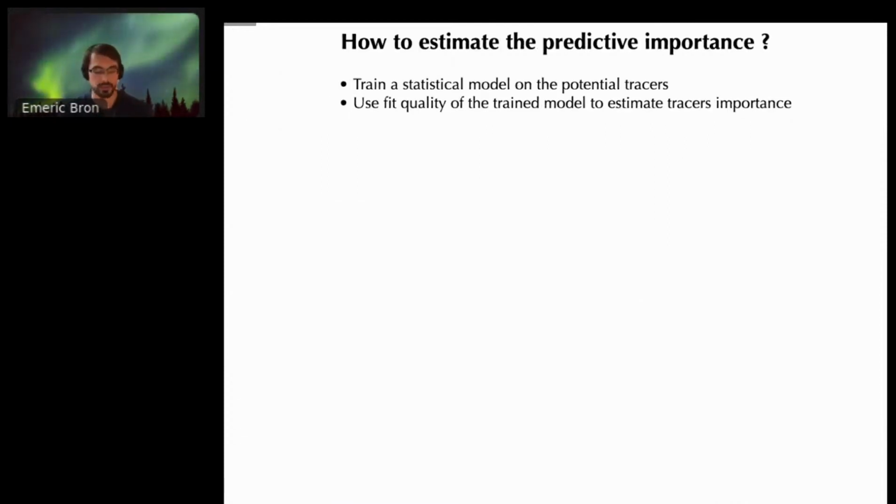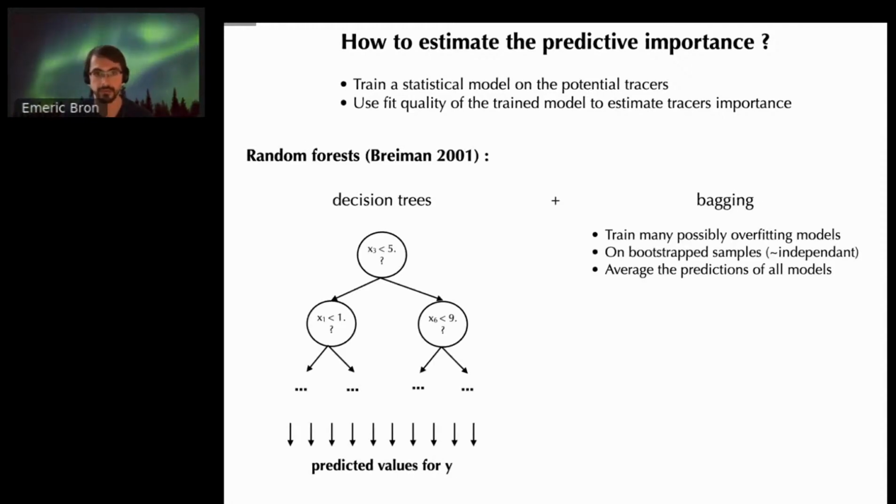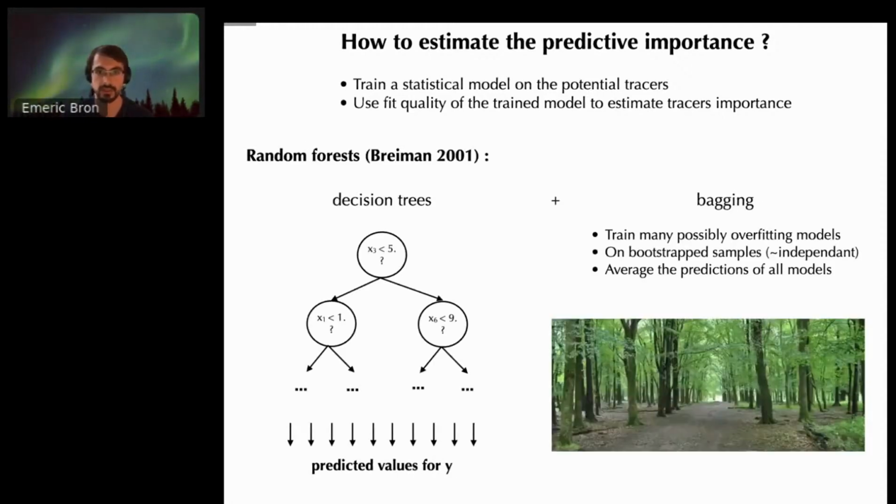So now, how do we estimate the predictive importance of each of those ratios to find which are the best? The idea is that we train a regression model separately on each ratio, and we use the quality of the prediction as an estimate of how good this ratio is. And the type of model that we used is, again, a random forest that I presented before.